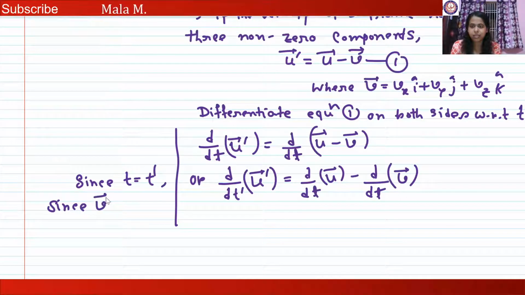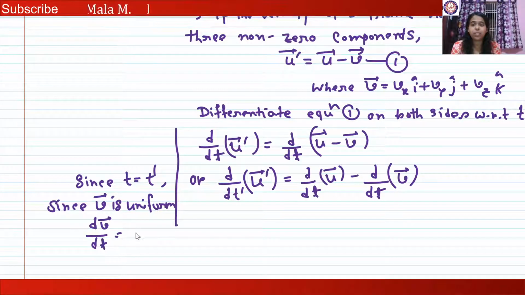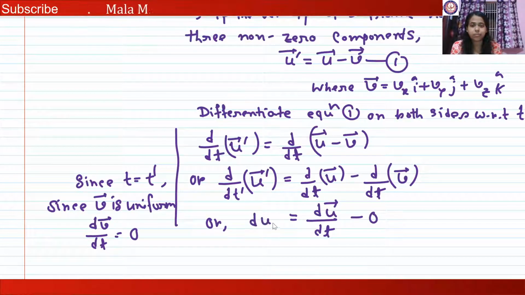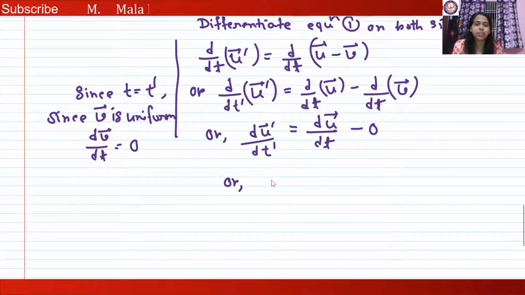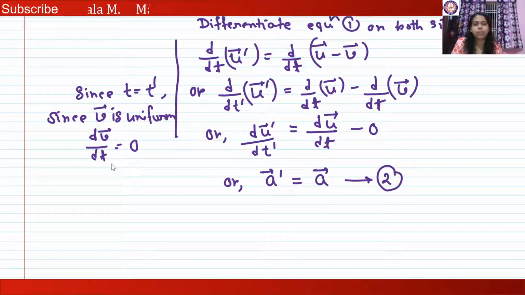Again, since v is uniform velocity, it does not change with time. So dv must be 0. Uniform means constant, so this quantity would be 0. So this will be simply du/dt. Now, the left hand side is nothing but the acceleration of the particle with respect to S prime frame, and the right hand side is the acceleration of the particle with respect to S frame. So, this is our result.